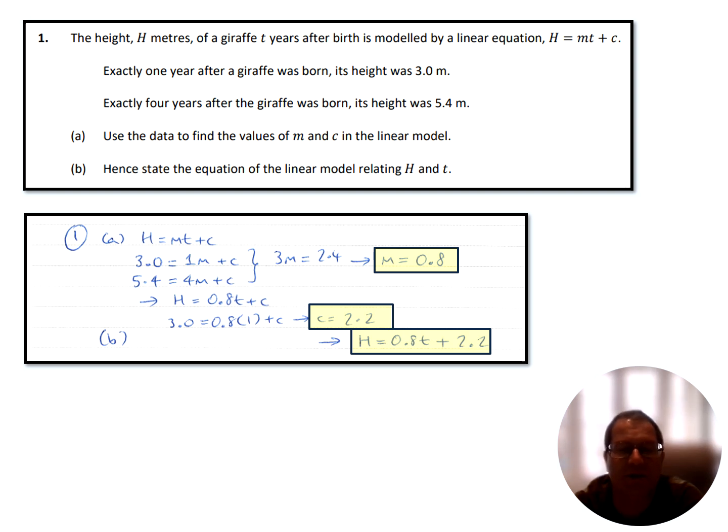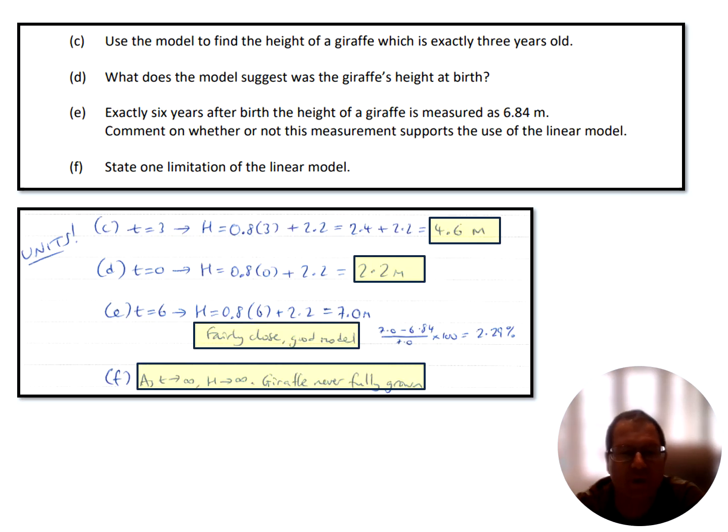So our model is h equals 0.8t plus c because m is 0.8. And then we can substitute the height again of say 3.0 and the t as 1. And that gives us c as 2.2. So substituting those into our formula gives us the answer to b, which is that h equals 0.8t plus 2.2. So now we have our model of h equals 0.8t plus 2.2, we can start using it.